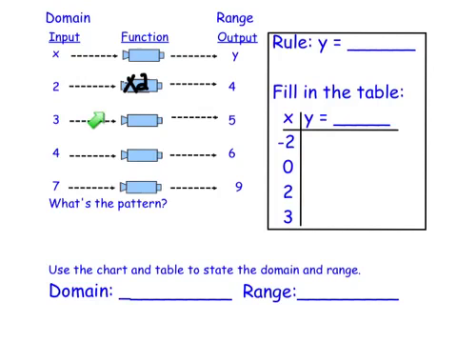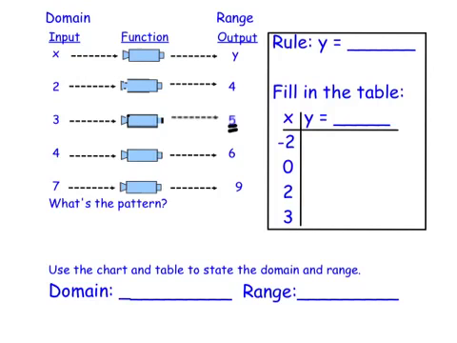Okay, now let's look. 3, we know the rule has to be the same. So 3, what would that be? Times 2, uh-oh. It equals 5. So that is not the rule. That is not the rule. It looked like it, but it wasn't the rule.